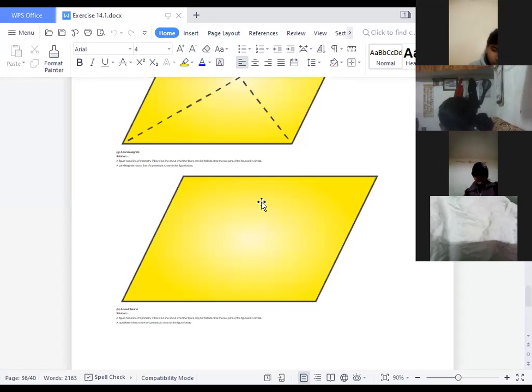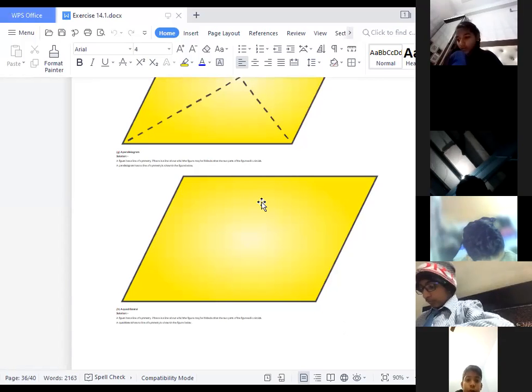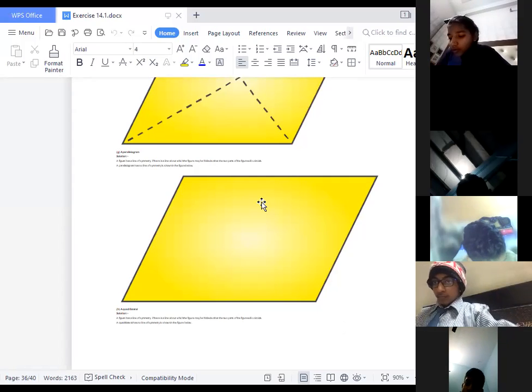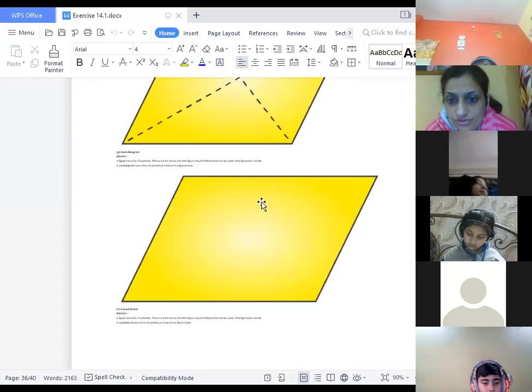So draw a parallelogram. In a parallelogram, there are no lines of symmetry. Open your camera, children, fast. Ananya, Dhavanya, again you are closing your cameras.